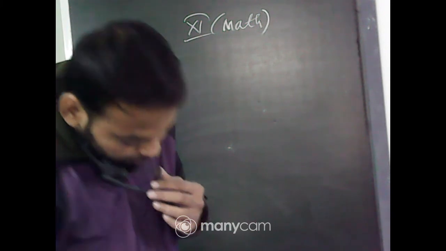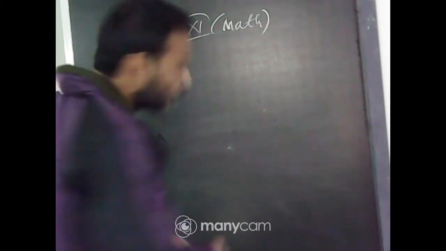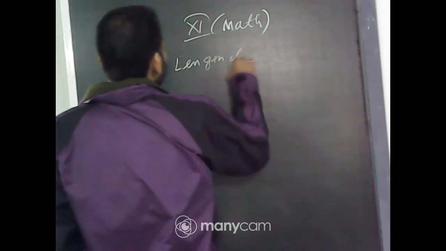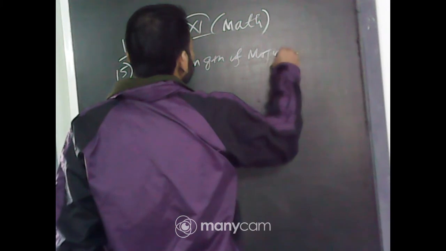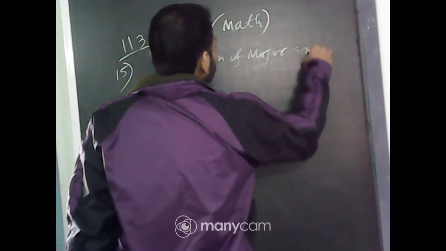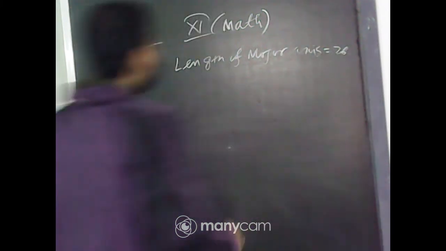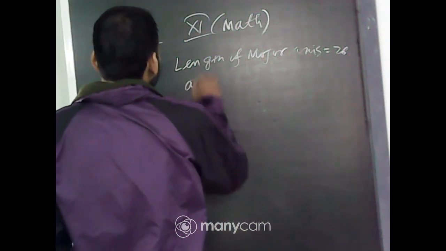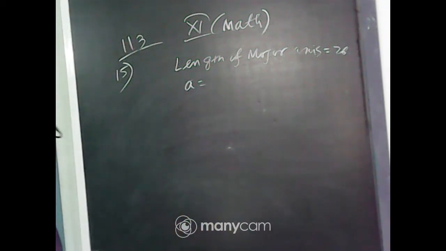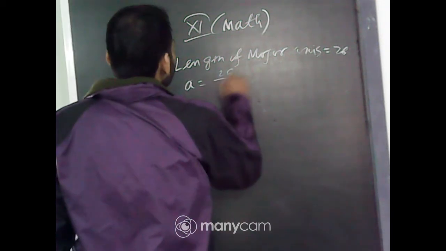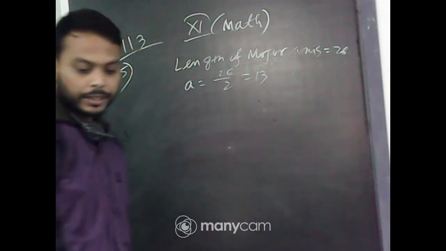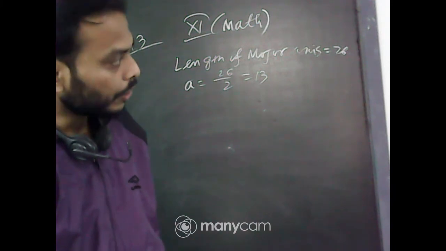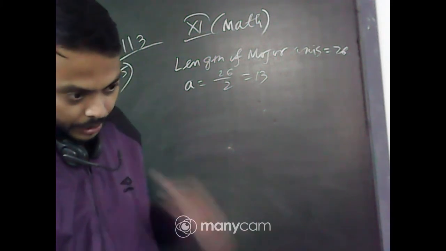In question 15, the length of major axis is 26. That means a equals half of the length of major axis, so 26 by 2, that is 13. Isn't it? The value of a is 13 or not? Tell me. Respond to me.